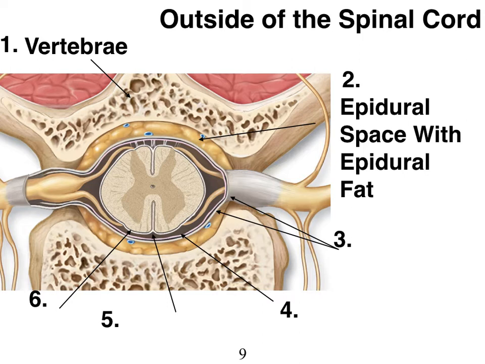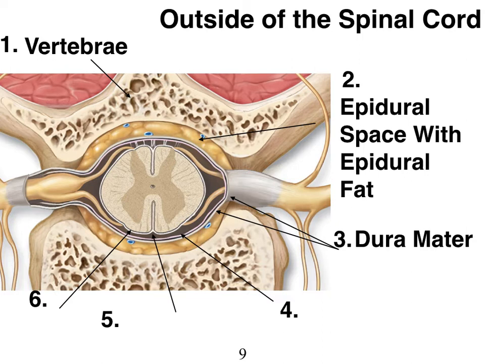This epidural fat, which is adipose connective tissue, is another type of connective tissue that helps to cushion the spinal cord. Now, deep to the epidural space is the dura mater, and the dura mater surrounds the spinal cord and also continues on to the outside of the spinal nerves.